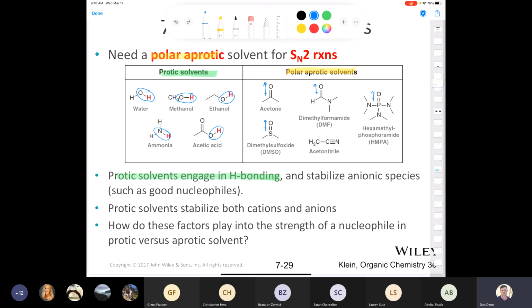Acetonitrile is a polar solvent, right? It's got a dipole going this way. There's also a slight dipole going this way. This isn't discussed in our book, but an sp hybridized carbon is going to be more electronegative than an sp3 hybridized carbon. Anyhow, so acetonitrile is a polar solvent.